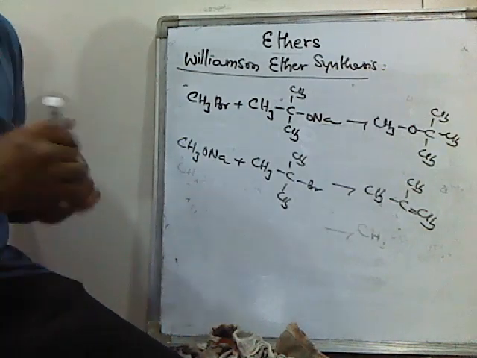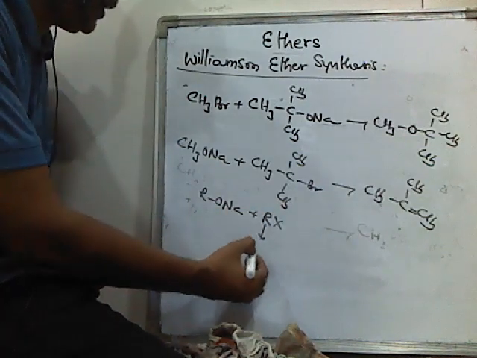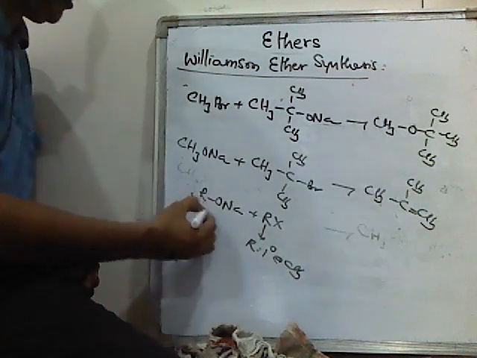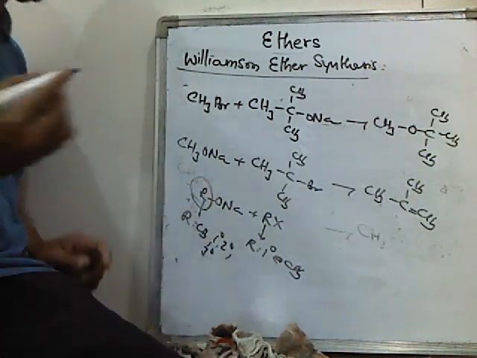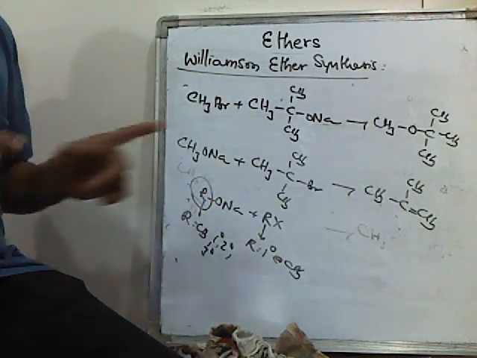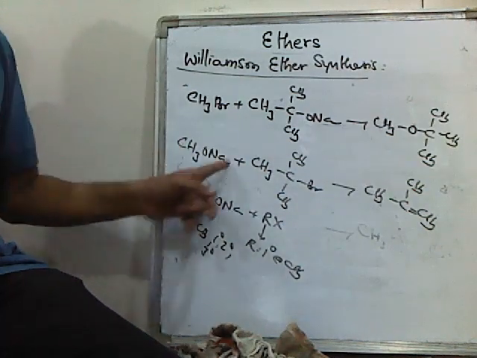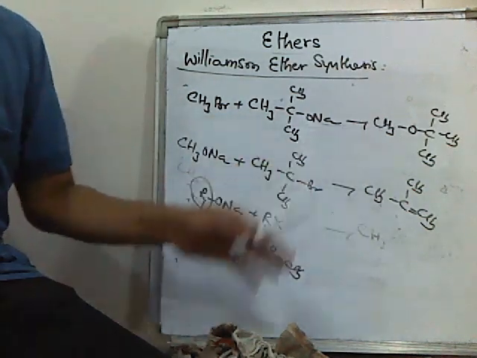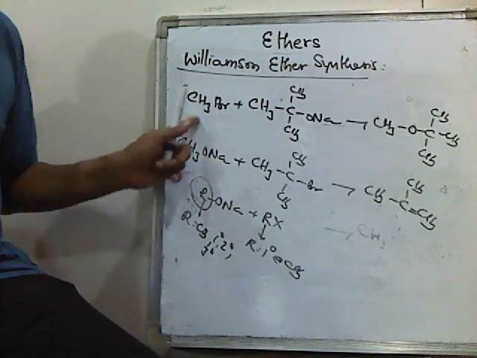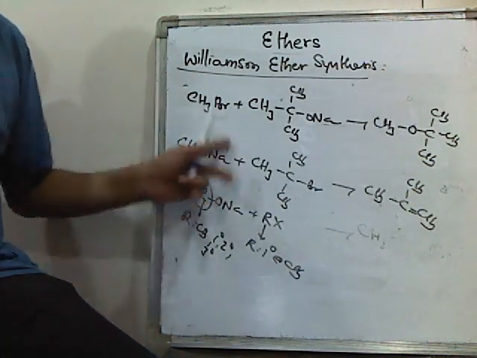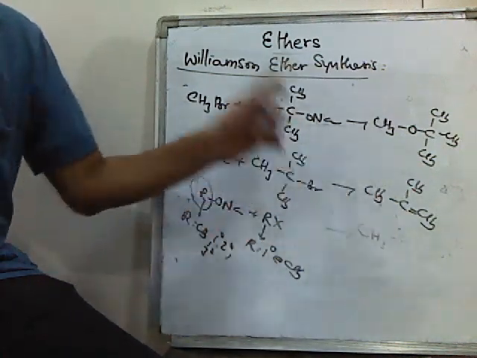So your point is, in RONa plus RX, the R of the alkyl halide always should be primary or methyl. The alkyl group in the alkoxide can be anything: methyl, primary, secondary or tertiary. If a tertiary or secondary alkyl group is taken as the alkyl halide and the alkoxide is the primary one, the major product is an alkene instead of ether. The reason is that instead of a nucleophile, it is reacting as a good base. CH3ONa acts as a good base, so it removes the proton and forms the alkene.